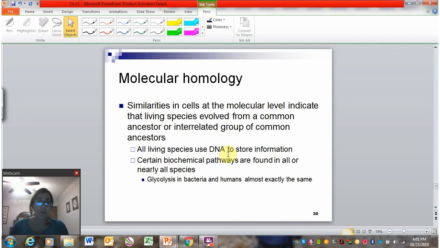Glycolysis is also shared among a lot of living things. So it's present in bacteria and in humans and all kinds of other organisms, virtually identical. So again, this suggests that the earliest cells had glycolysis and they passed it on to all later organisms as a homologous trait.